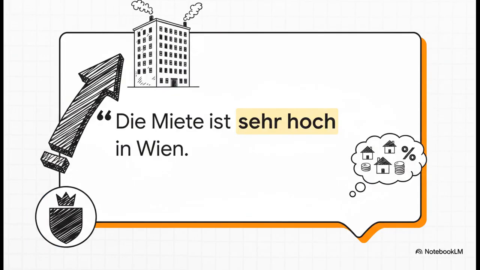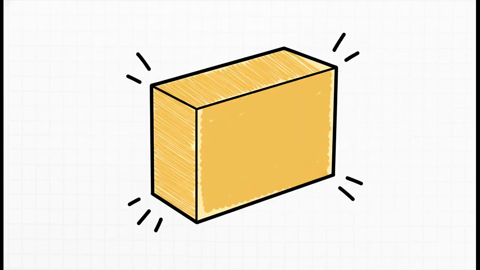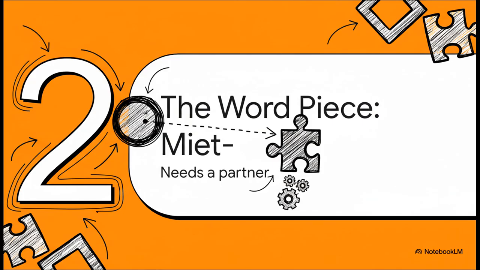And this example sentence just shows it perfectly. In Die Miete ist sehr hoch, you can see that Miete is the subject. It's the star of the show, the main idea. And it doesn't need any other words to help it make sense. It is the rent. So, here's the key takeaway for this part. If you're talking specifically about the rent payment, that sum of money, Miete is the word you need. Simple as that.